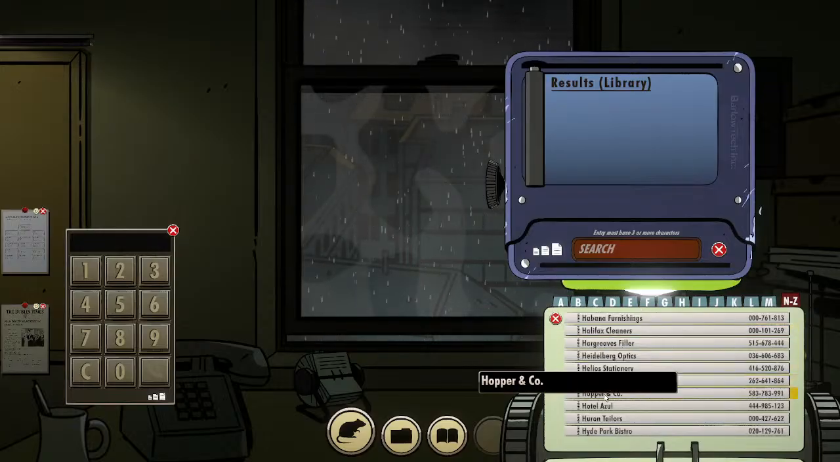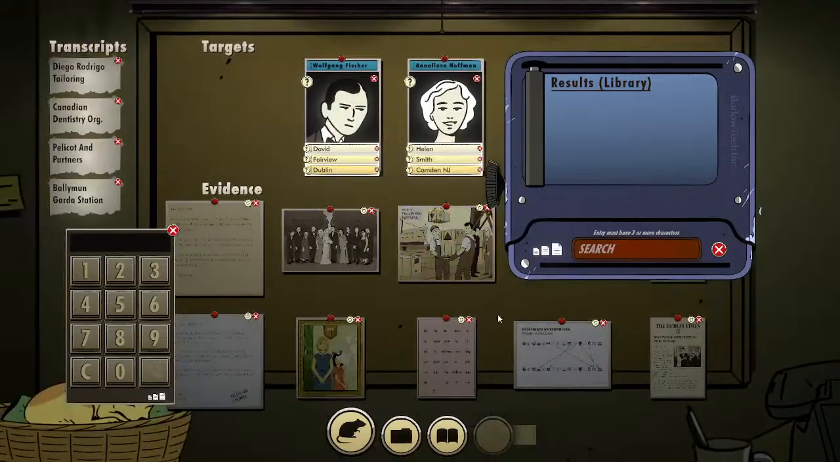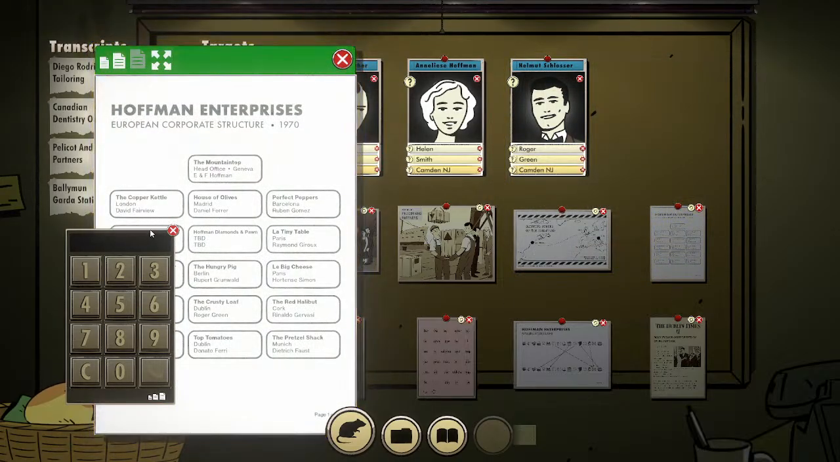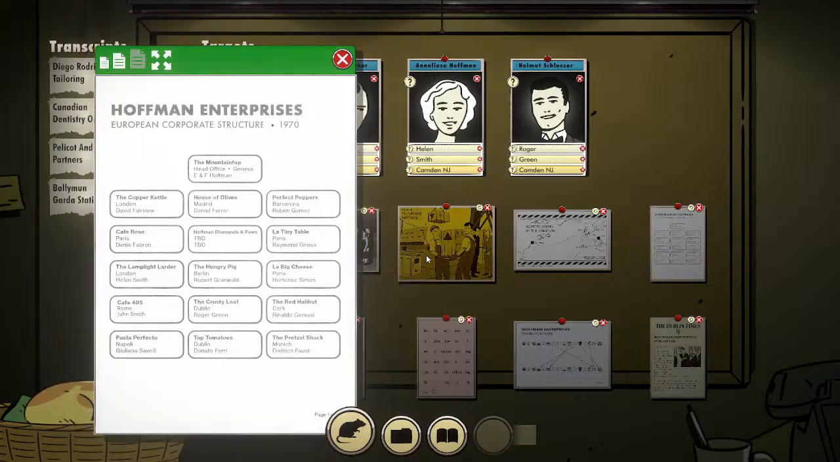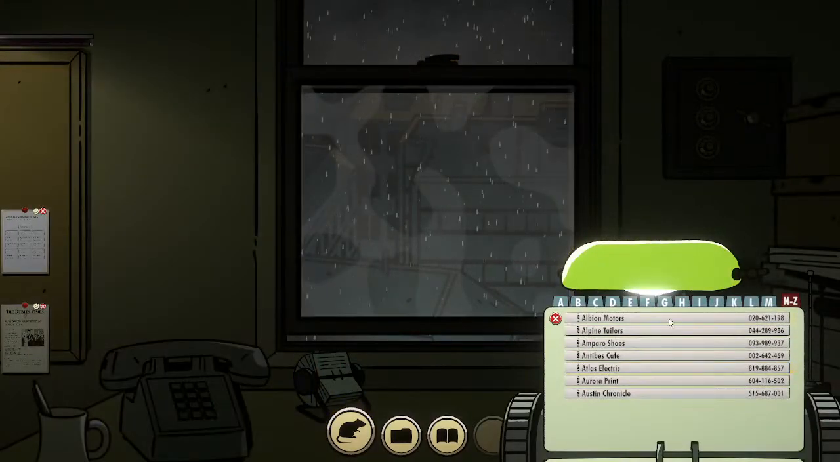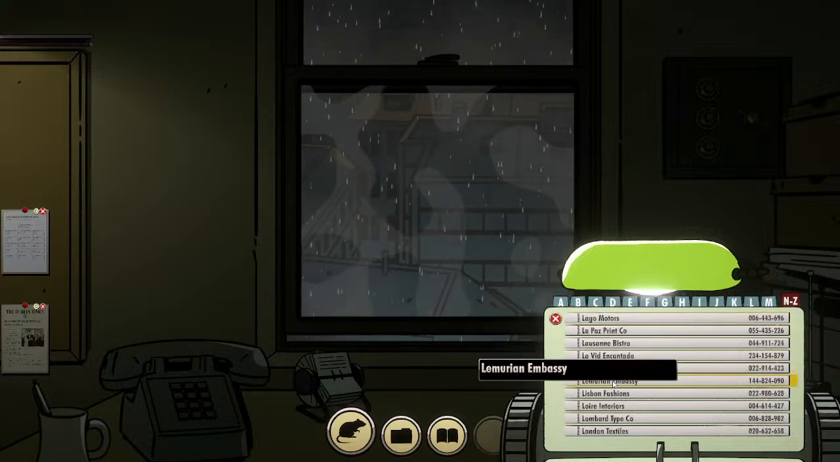Hoffman Auctions? Don't think that's going to help much. Can I call the other place, the other business, where she originally worked? That's probably not going to have any warm leads, but she was at the Lamplight Larder. Is it the Lamplight Larder, or Lamplight Larder, comma, the, or is it Lemurian Embassy?